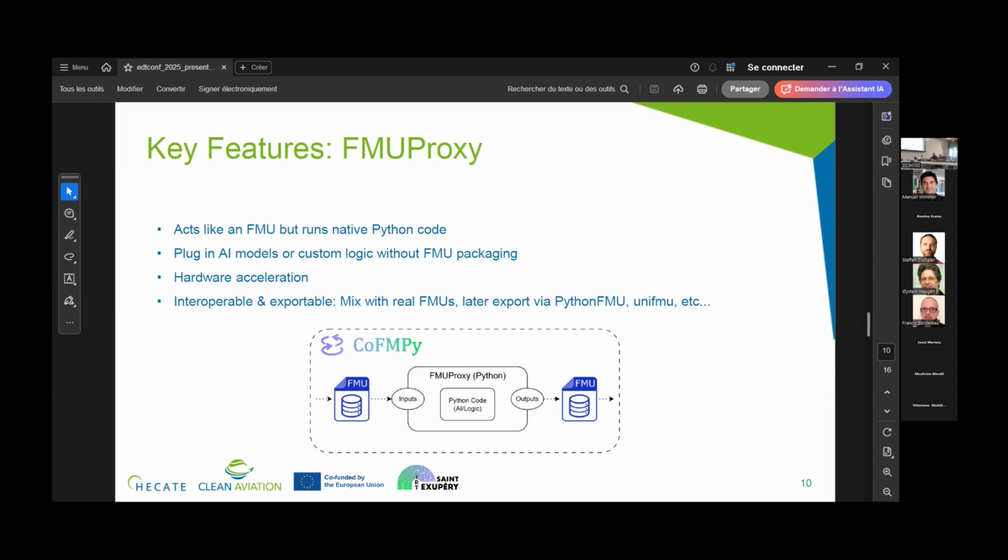So here the thing is that with CoFMPy, you can run these FMU proxies with the real FMUs. You can co-simulate, you can do whatever an FMU is capable of. And if you have the need to export it later, you can use the many frameworks or tools to do it, UniFMU or PythonFMU, etc.